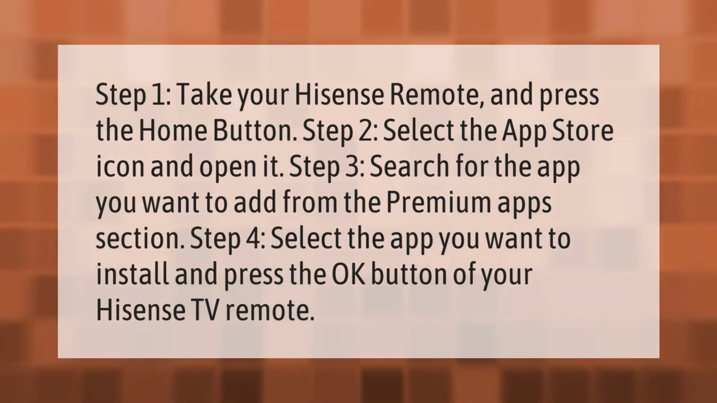Step 1. Take your Hisense remote, and press the Home button. Step 2. Select the App Store icon and open it. Step 3. Search for the app you want to add from the Premium Apps section. Step 4. Select the app you want to install and press the OK button of your Hisense TV remote.